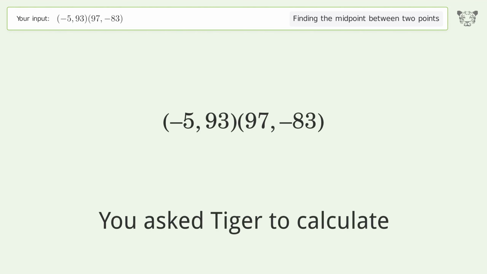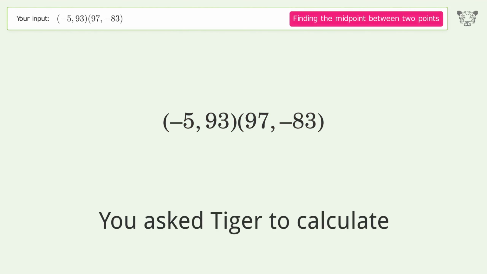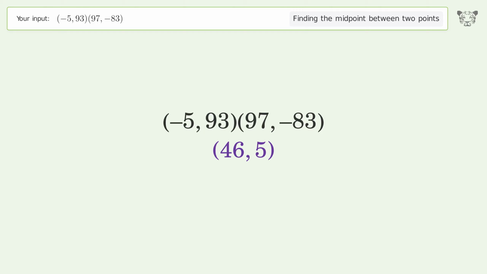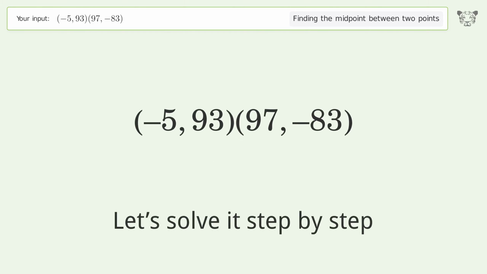You ask Tiger to calculate. This deals with finding the midpoint between 2 points. The midpoint between the 2 points is (46, 5). Let's solve it step by step. Plot the 2 points and calculate the midpoint using the formula.